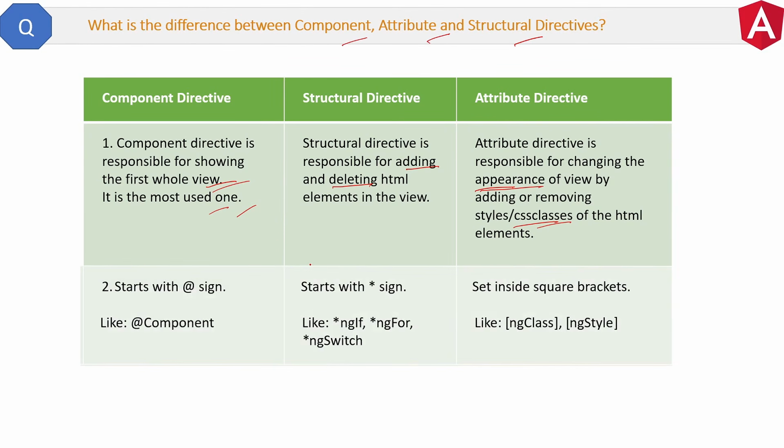Next difference is about representation. Component directive starts with @, like @Component. Structural directive starts with an asterisk sign, like *ngIf, *ngFor and *ngSwitch. And then attribute directives are set inside square brackets, like [ngClass], [ngStyle]. So this is the quick answer of this question. If you have any question, then please ask me in the comment section.